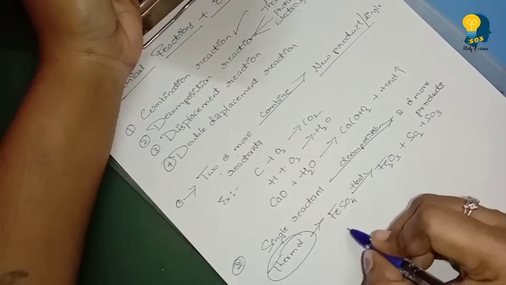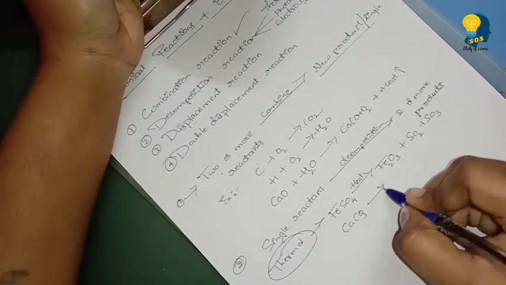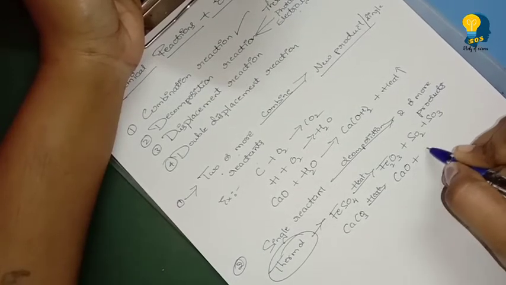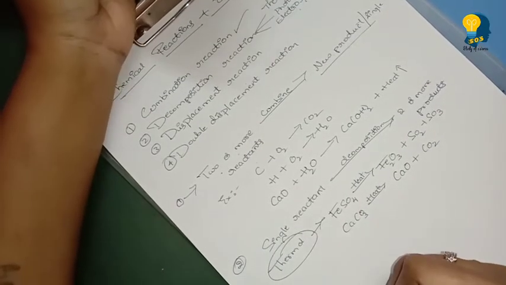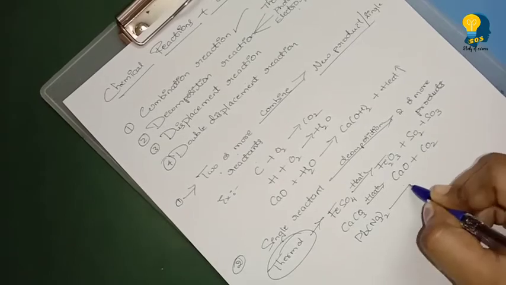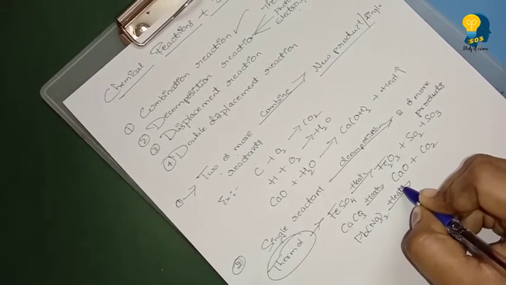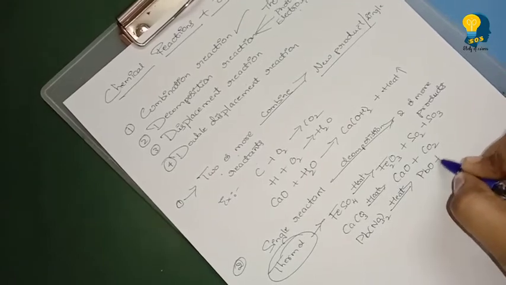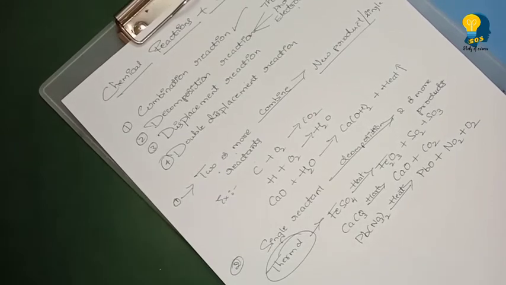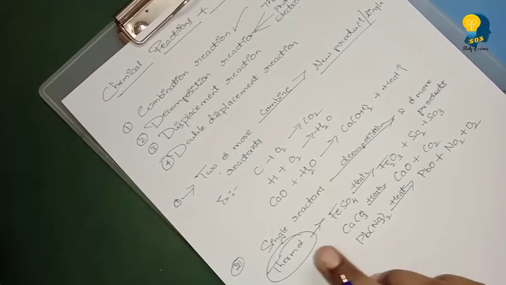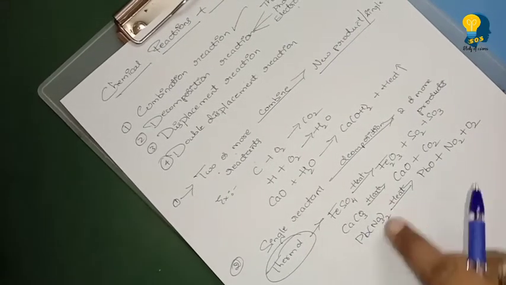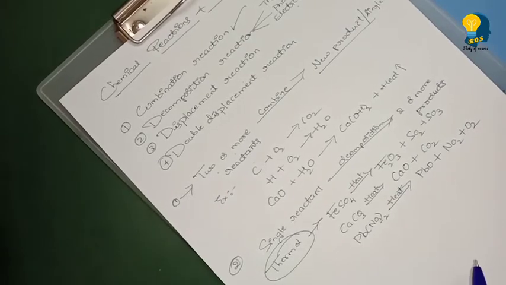Very simple. Next, calcium carbonate, when it undergoes decomposition, we get calcium oxide plus carbon dioxide. And the next one, lead nitrate. When we heat lead nitrate, that means when it undergoes decomposition, it forms lead oxide, PbO plus NO2 plus O2. Very easy, friends. Don't confuse too much. Remember the equations. If they ask the types of decomposition reaction, first write thermal and write these three examples. You will get marks. Definitely you will get marks.